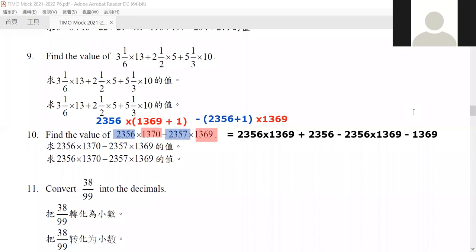Now we can cancel this part, right? This is why we say that these two numbers are very similar, because the biggest parts are actually this part and they can cancel each other. They are the same. So the final answer is 2356 minus 1369. So at the end of the day, it would be equal to 987. And 987 is our answer.